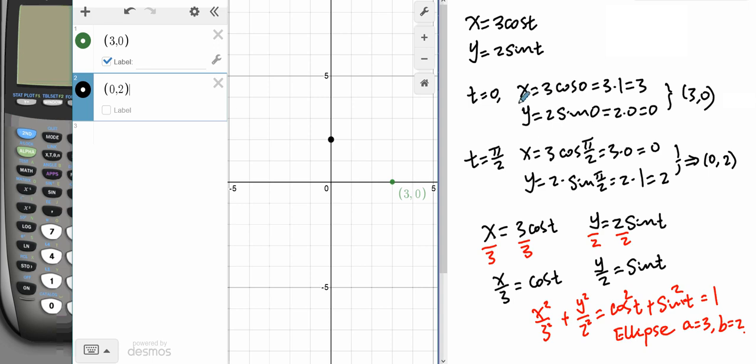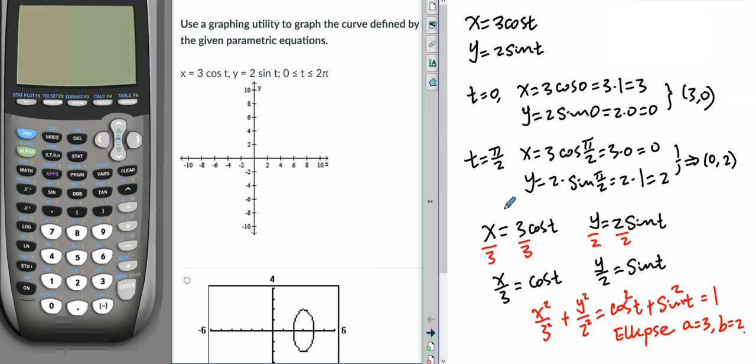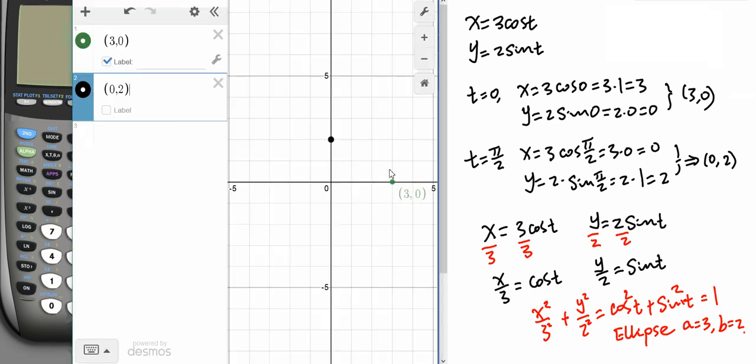Actually, there are values between 0 and pi over 2 that I did not put in. You may try that. Then eventually you will find all the dots. Connect all the dots smoothly, you will get an ellipse.